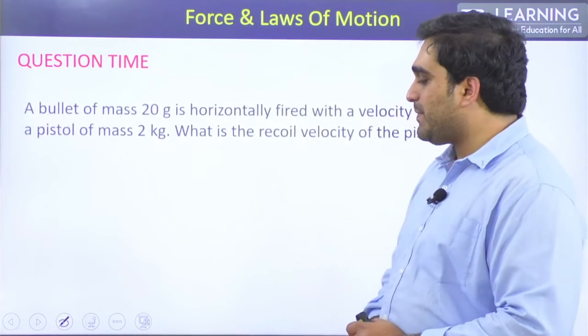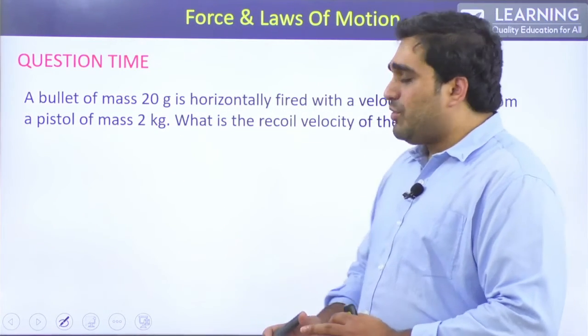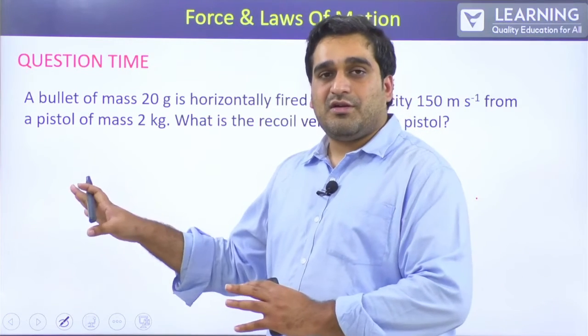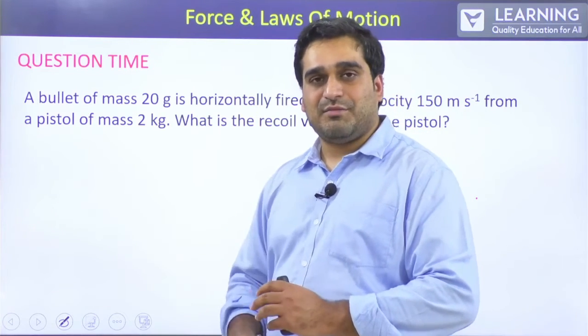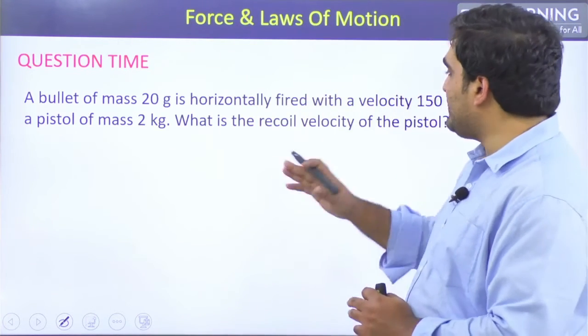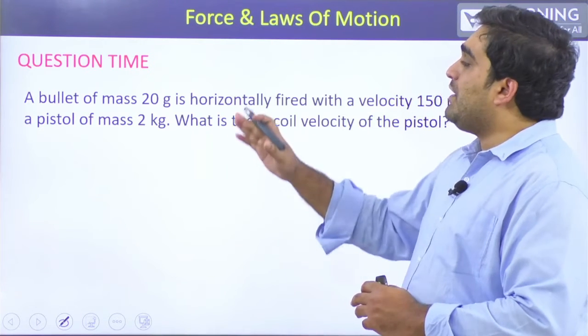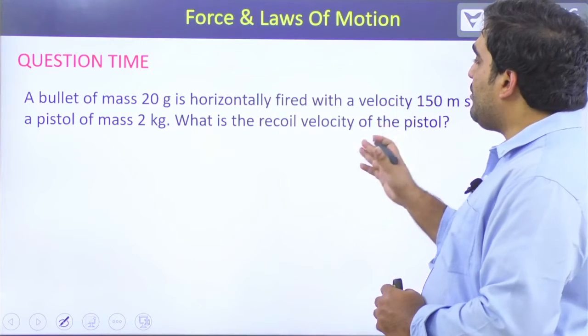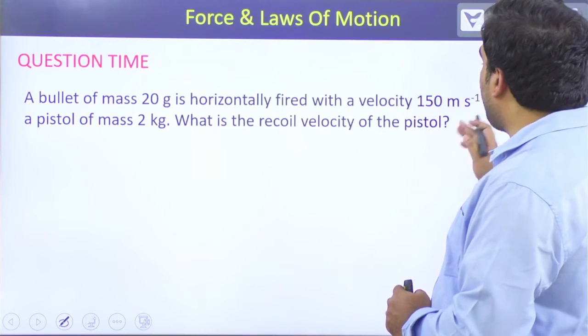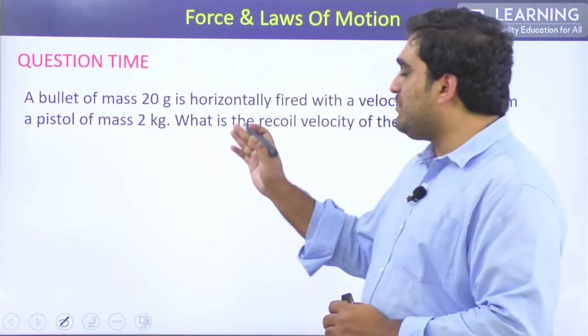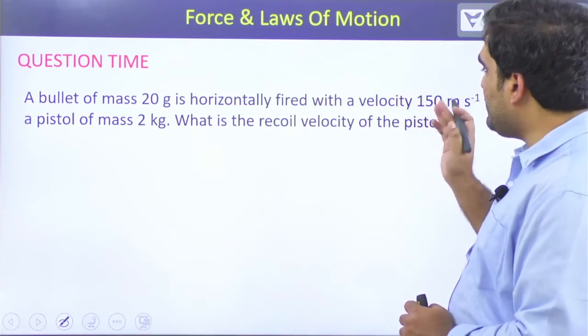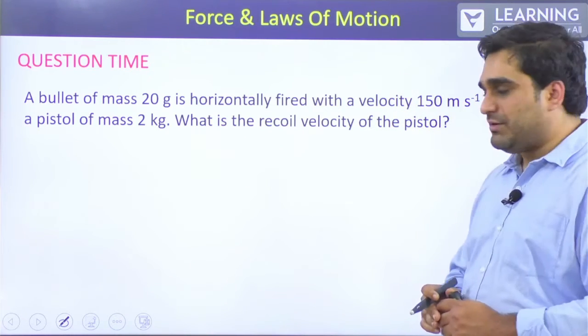Quick question. This question is based on conservation of momentum. So let's read the question and try to answer this. A bullet of mass 20 grams is horizontally fired with a velocity of 150 meters per second from a pistol of mass 2 kg. What is the recoil velocity of the pistol?